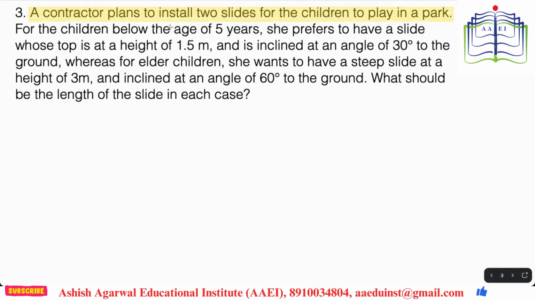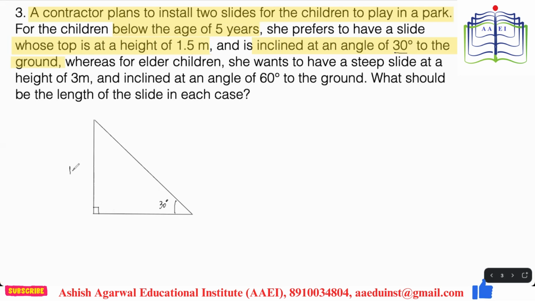For the children below the age of 5 years, she prefers to have a slide whose top is at a height of 1.5 meters and inclined at an angle of 30 degrees to the ground. So we have been told of 2 slides. Let us say this is the first slide I'm drawing. For the first slide, the angle is 30 degrees with the ground. This is 90 degrees and the height is 1.5 meters.